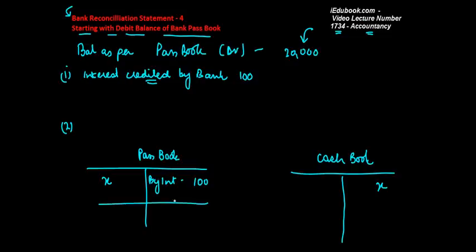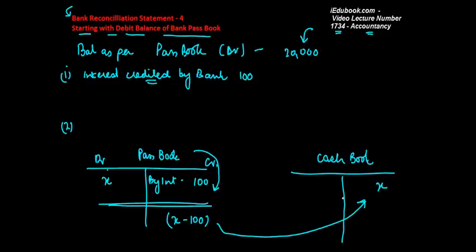So what will be the balance which is left in this account? You had a debit balance of X. You were credited by 100. So the balance has to be what? It has to be X minus 100, right? Whereas the balance in the cash book, because this entry has not been passed, would remain at X only. Why? Because there's no impact of this entry.